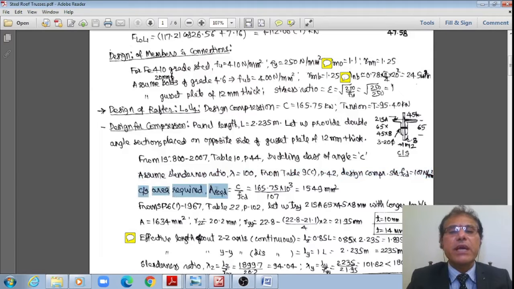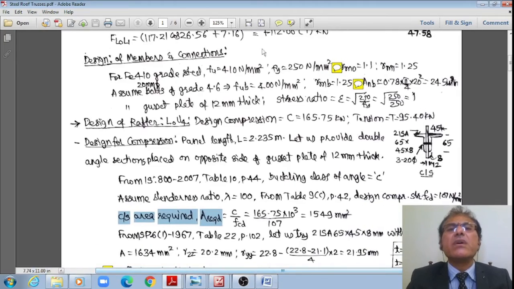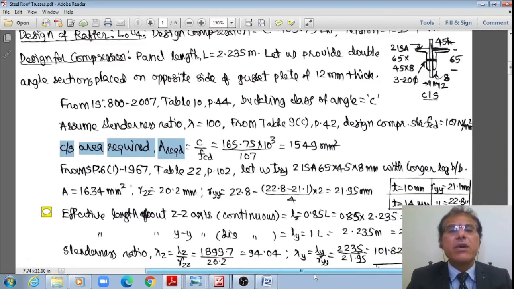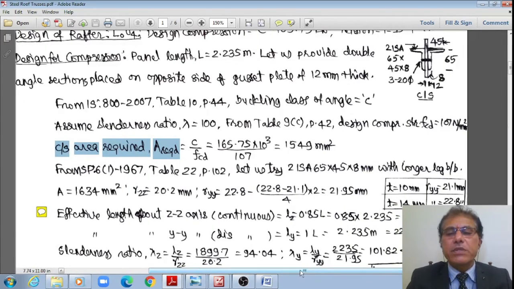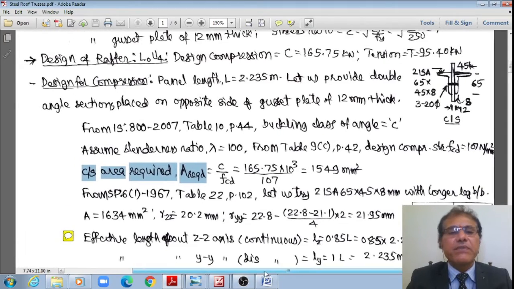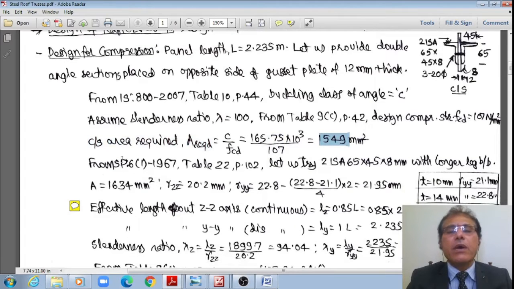Therefore, the cross-sectional area required, A required, is equal to the design compression force, which is 165.75 kilonewton, divided by fcd 107. It works out to say 1549 mm square. However, you increase this value by 25 to 50%, right?